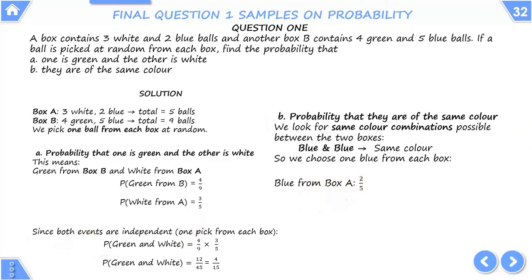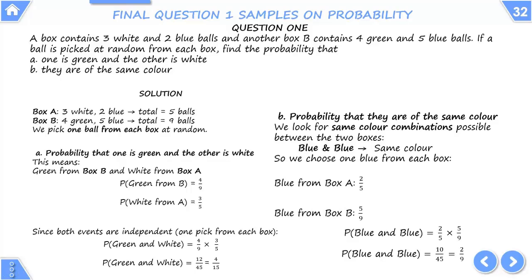Blue from box A becomes 2 out of 5. And then blue from box B becomes 5 out of 9. And then our final answer becomes 2 out of 5 multiplied by 5 out of 9, which becomes 2 over 9, because the 5 cancels out.